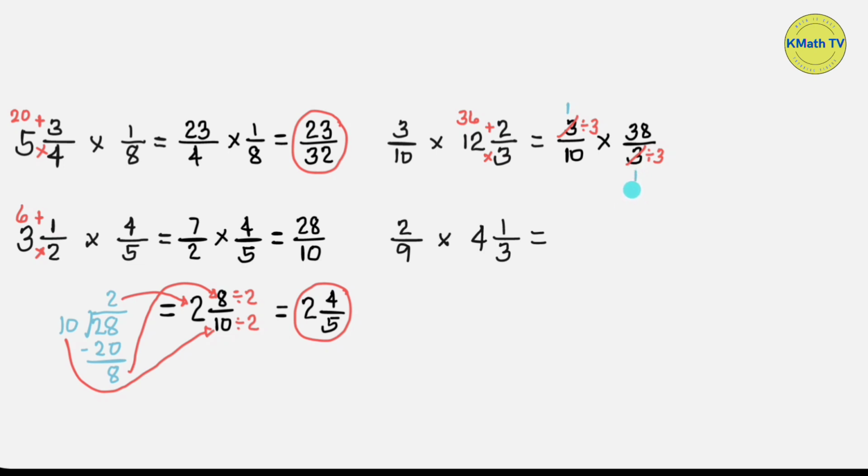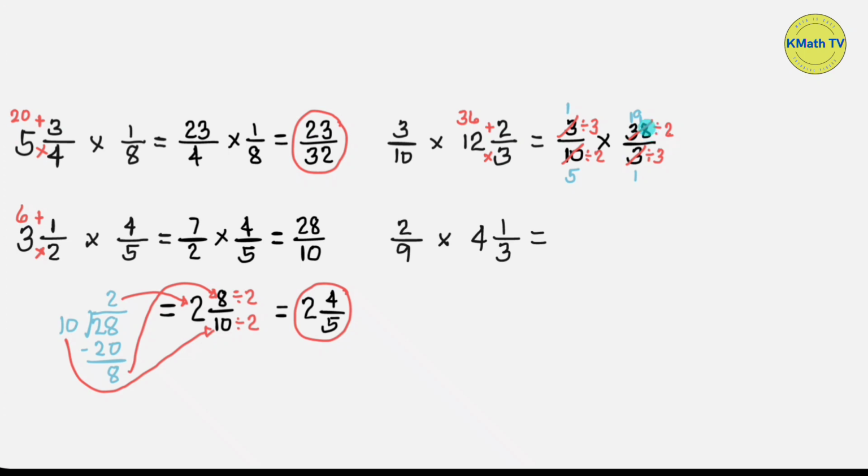Okay. Now look at the denominator of the first fraction, 10, and the numerator of the second fraction, 38. They are both even numbers, so we can cancel them because they have a GCF. The GCF of 38 and 10 is 2. So let's divide them by 2. Cancel, cancel. 10 divided by 2 equals 5. 38 divided by 2 equals 19. Okay, we are done with the cancellation process.